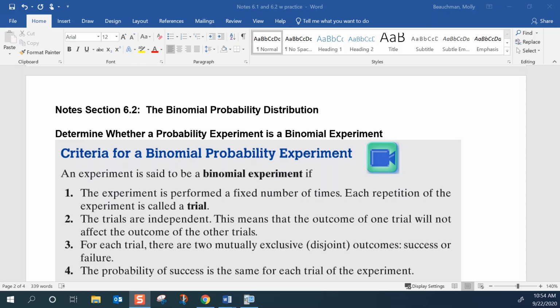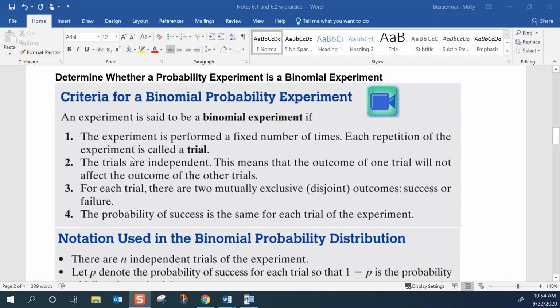In this video, we'll take a look at section 6.2, the binomial probability distribution. So the first thing we want to do is define what a probability distribution is for a binomial. An experiment is a binomial experiment if, number one, the experiment is performed a fixed number of times. Each repetition of the experiment is called a trial.